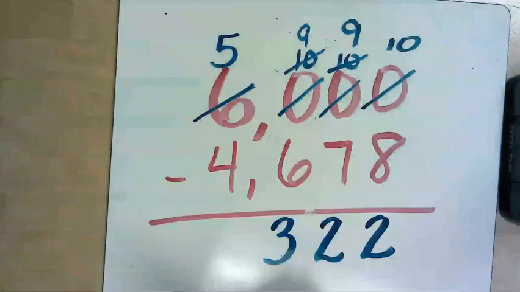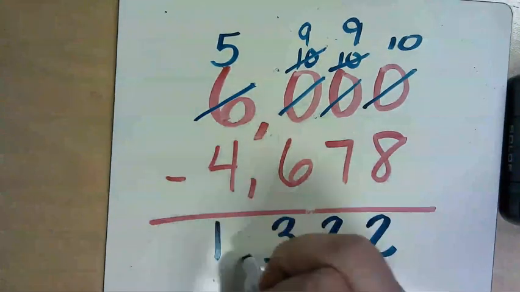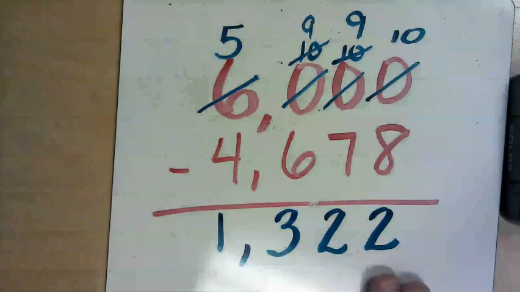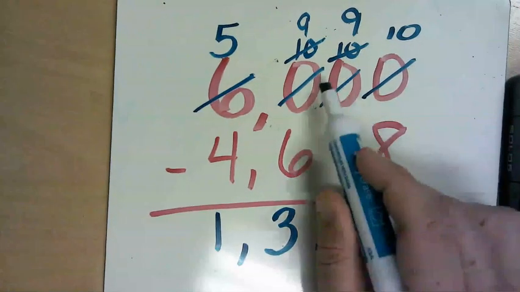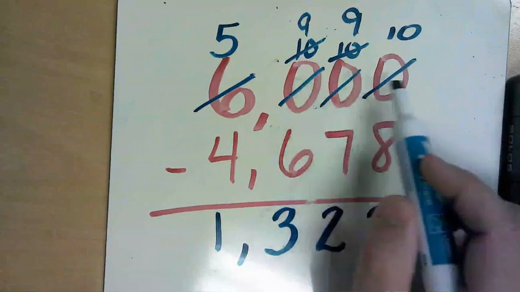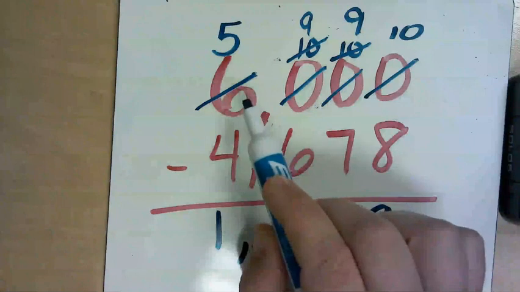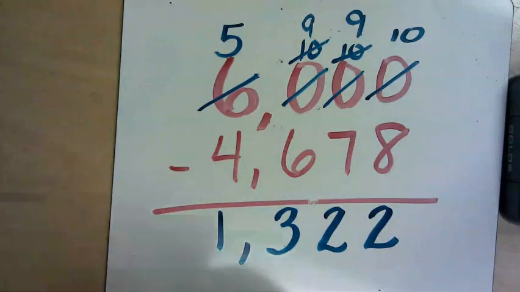And my last one's my thousands place. 5 minus 4 is 1. So my answer here is 1,322. I couldn't go next door and take anything from here. So I had to subtract across all of these zeros until I could find a place value that I could take something from. All right, well, let's go ahead and erase this.